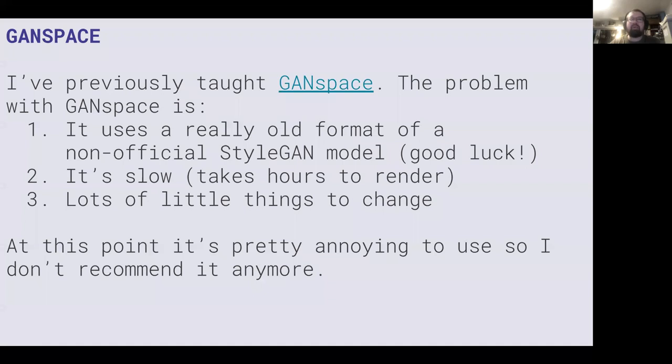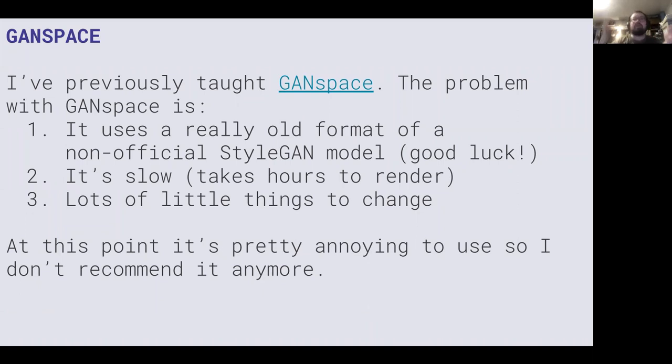I've previously taught GAN space in a class before, probably about a year ago now. The problem with GAN space is that it works on a really old format of a non-official StyleGAN model, and it doesn't even use the current version of that fork. So it's really out of date. It's also very slow. To generate feature vectors, it takes about a couple hours to run through your model because it's doing that PCA analysis. And then there's lots of little stuff you have to tweak. I think, Nauko, were you maybe in that class? Maybe Adam was too, where we actually used GAN space and it was really annoying. It was a pain to use. So I don't really recommend GAN space anymore.